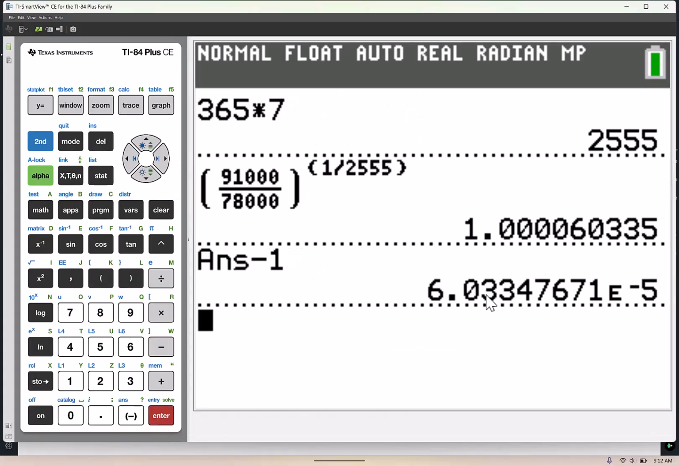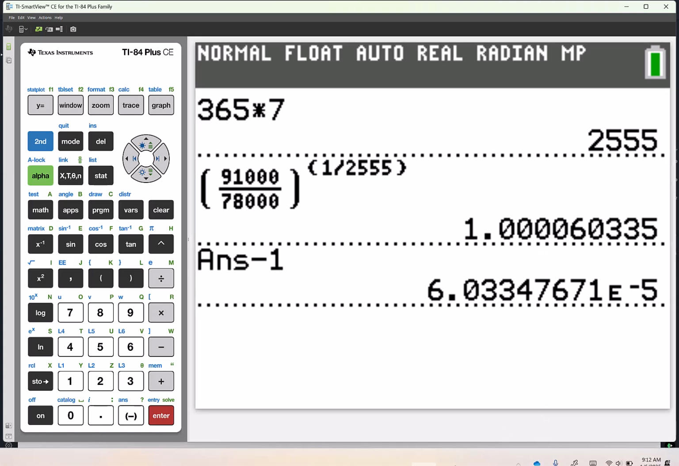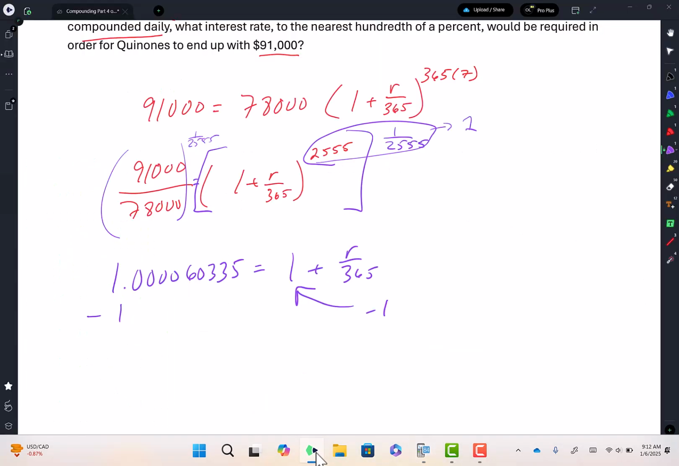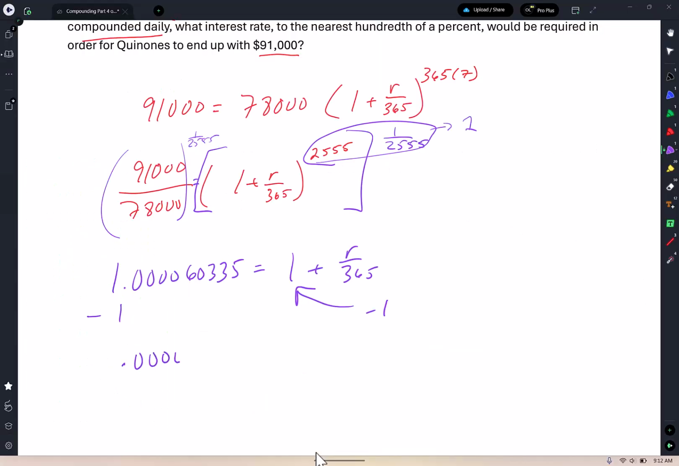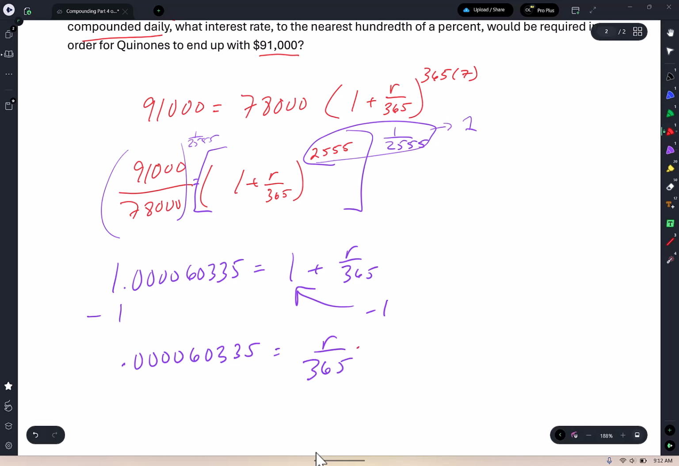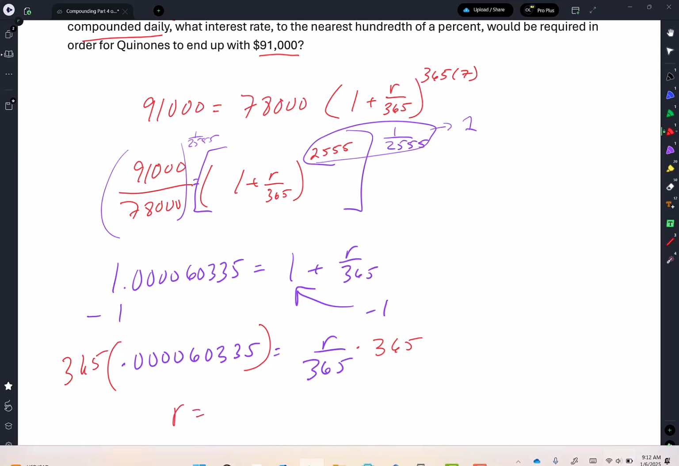Now I have this number here. You can just write 0.1234, let's see how many zeros, 1, 2, 3, 4, 4 zeros. So 0.123460335 equals r over 365. Multiply by 365, guys, because we're trying to get r by itself. So times 365, and there it is. Let's see what that r is.